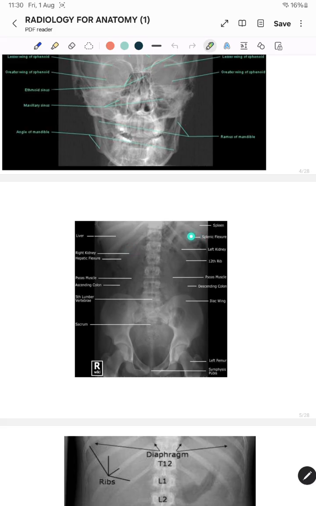This is the splenic flexure. And the psoas muscle can also be seen. See, this is the psoas shadow.